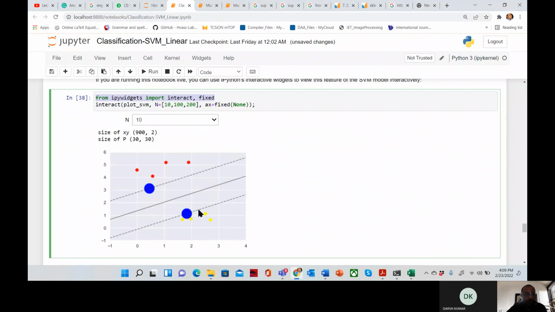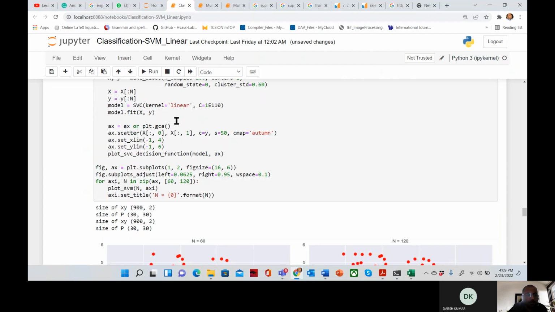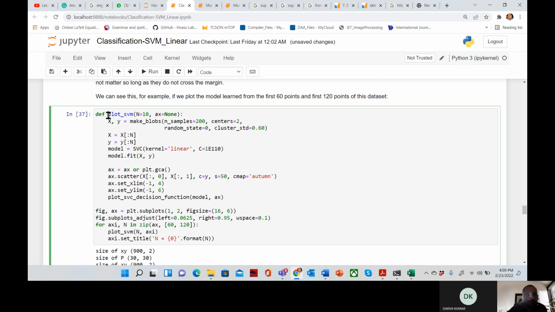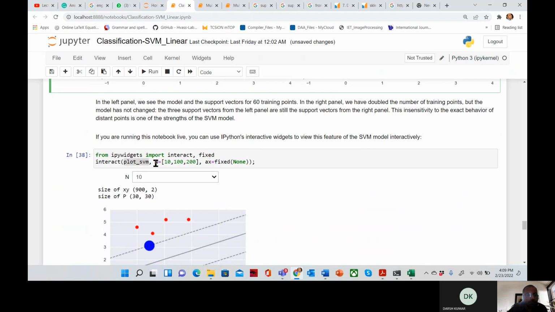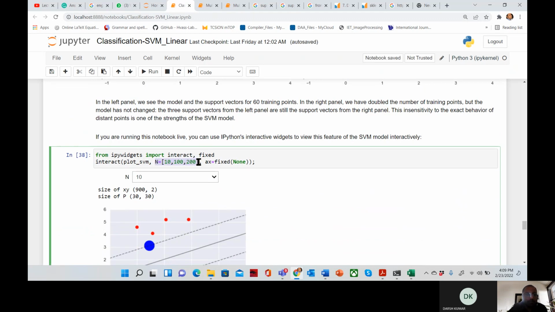Okay, what does it mean: from IPython widgets import interact, the Python package for interaction? What we can do is use a function, this function plot SVM. This time we are passing a list of n values into this function. So this function will take n first as 10, then 100, then 200.